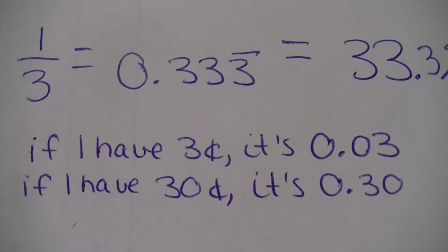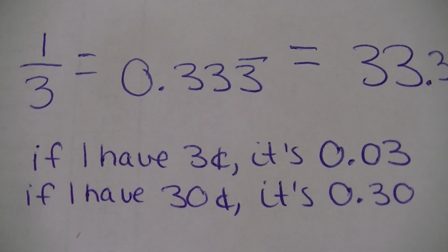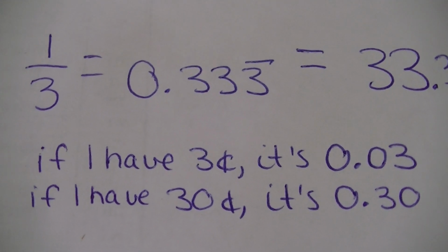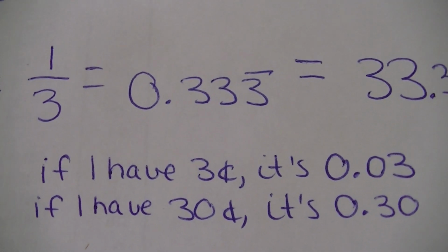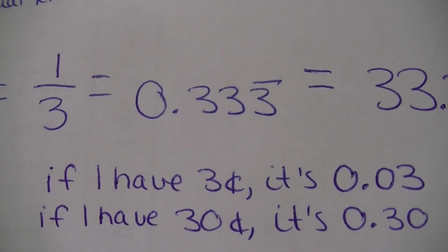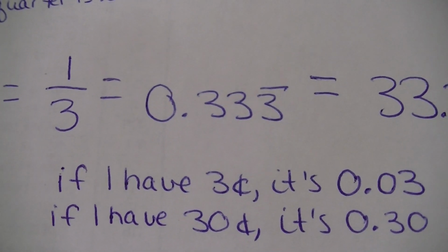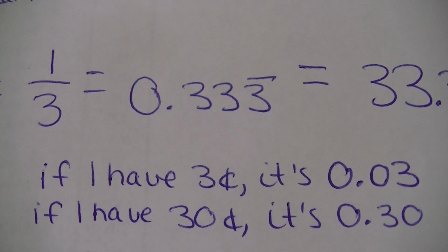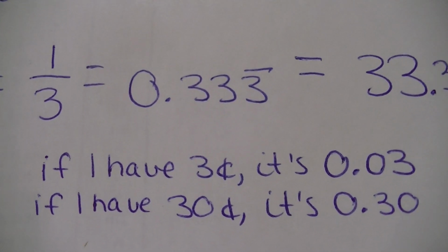Okay. And again, little note I have here. Think of it like money again, okay? So if I have 3 cents, I'm going to write it as 0.03. If I have 30 cents, it's going to be 0.30, right? Very common mistake when it comes to decimals.